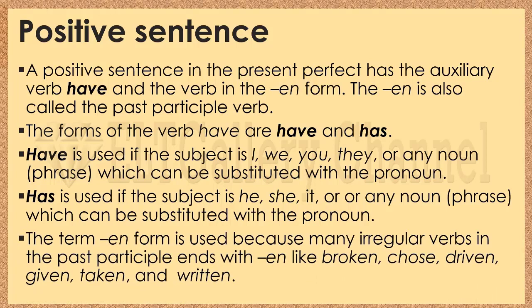The term en form is used because many irregular verbs in the past participle end with en. So we also call the verb the en form because we have many past participle verbs which end with en. We have broken, chosen, driven, given, taken, and written. Here we have a typo, it is to be chosen. So we call this the en form because we have many verbs in English which end with en: broken, chosen, driven, given, taken, written, shaken, which we use for the present perfect.